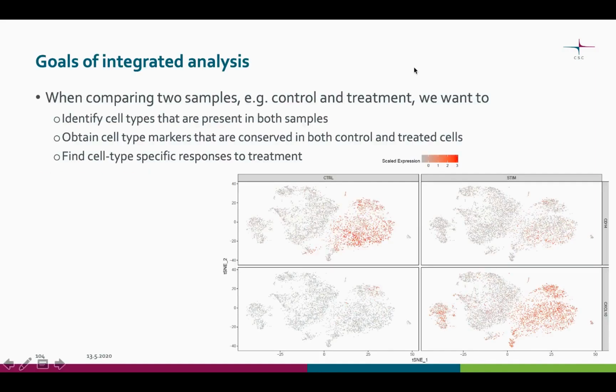Often, when you are comparing two samples, for example, treated and non-treated samples, you want to, again, identify the cell types present in both samples and identify the conserved cell type markers, meaning genes that are expressed in a certain cell type in both of the samples. And you might also want to find cell type specific responses to the treatment.